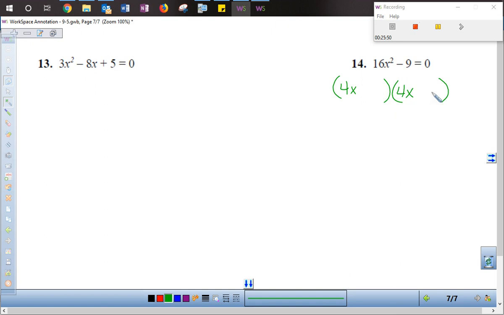Now to get the second term in your conjugates, you need to take the square root of your second perfect square number. So the square root of 9 is 3, and then we're going to have one positive and one negative. Then set it equal to 0. Now to solve, we take each term and set it equal to 0. So 4x plus 3 equals 0, and 4x minus 3 equals 0. Go ahead and pause the video and get me my 2 answers. So when you solve 4x plus 3 equals 0, you should get negative 3/4, and 4x minus 3 equals 0 should get you positive 3/4.